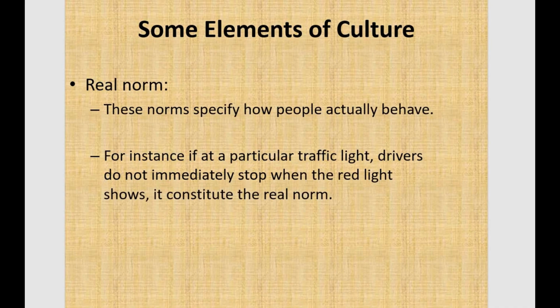But with the real norm, as I explained, the ideal norm is the expectation of what people will do when they get the perfect condition. But the real norm specifies how people actually behave. Even though we want the ideal, we are not getting it, and you never get everything in perfect condition. So the real norm talks of how people actually behave. Instead of stopping at the red light, some drivers even pass around or pass by even if the traffic light turns red. Ideally you expect us to stop, but the real norm means that you pass around and don't stop immediately the red light comes on.